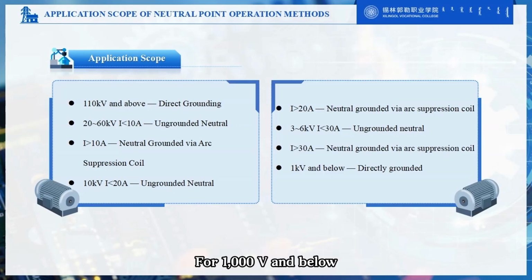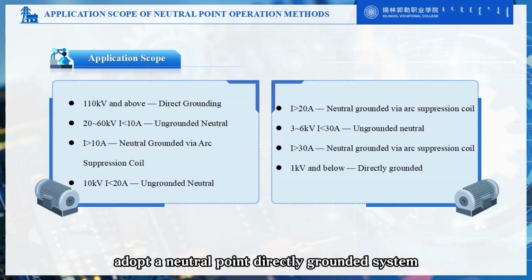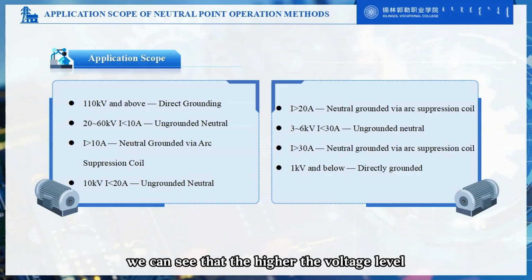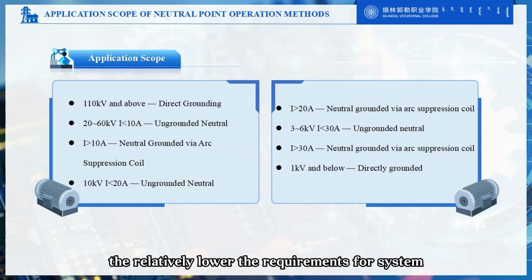For 1000V and below, adopt a neutral point directly grounded system. From the above, we can see that the higher the voltage level, the wider the impact, the higher the requirements for protection relay devices, and the higher the economic requirements. The lower the voltage level, the relatively lower the requirements for system stability.